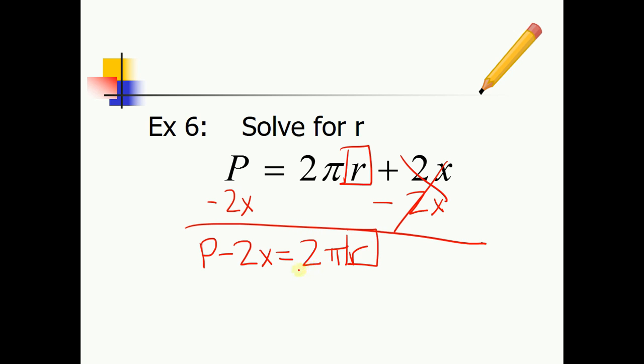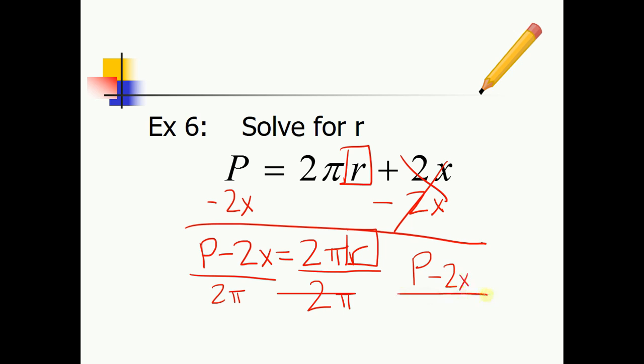Now we're still just solving for r, right? So let's divide by, well, technically I need to divide by 2 and pi, right? Take it all at one shot. Divide by 2 pi, all of it. Just take it all, okay? Divide by 2 pi over here. So now on the left side, I have p minus 2x all divided by 2 pi, and this is equal to r, what I want it to be equal to. Now you're probably saying, that left-hand side, Marsh, it is gross.